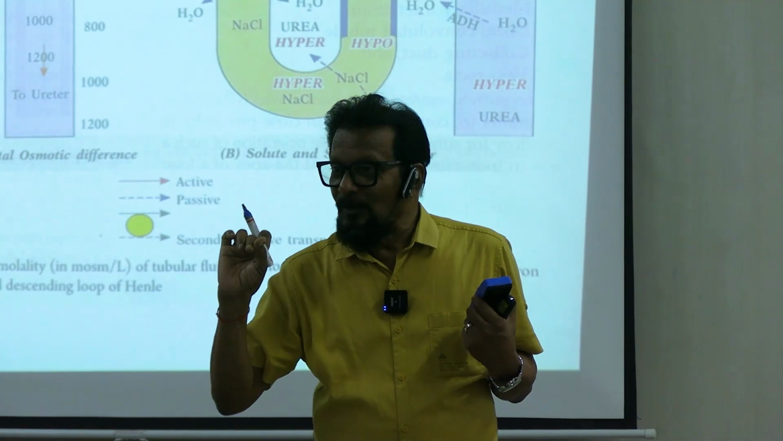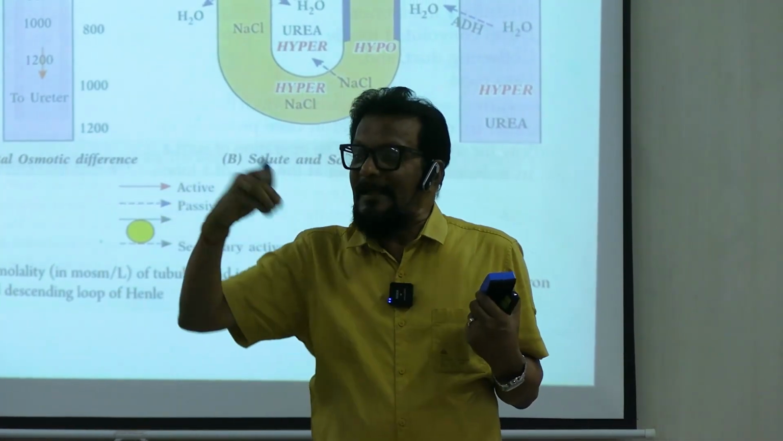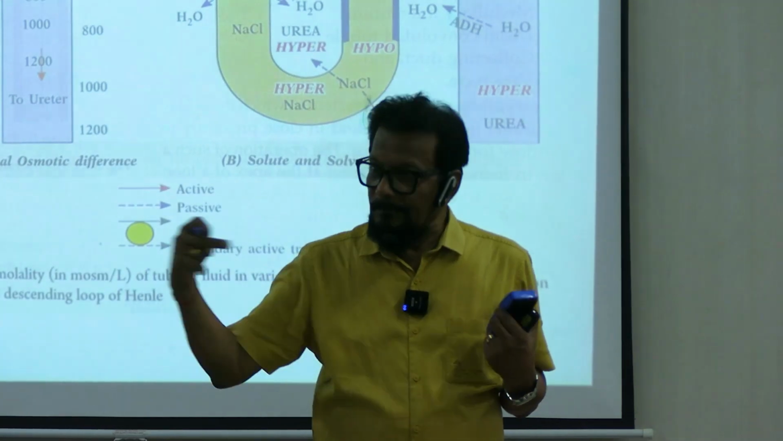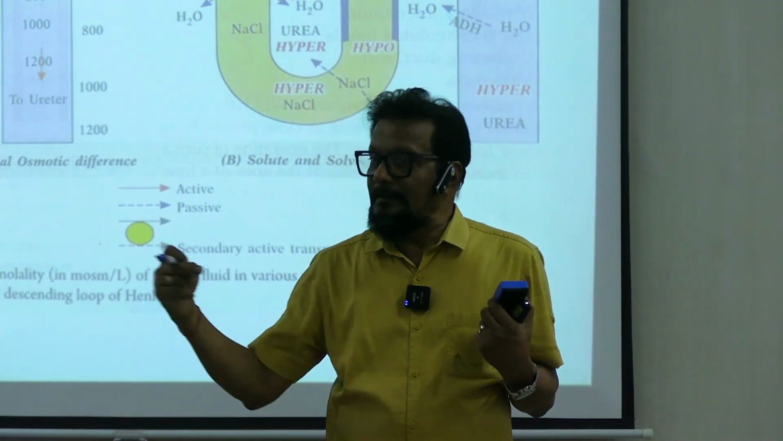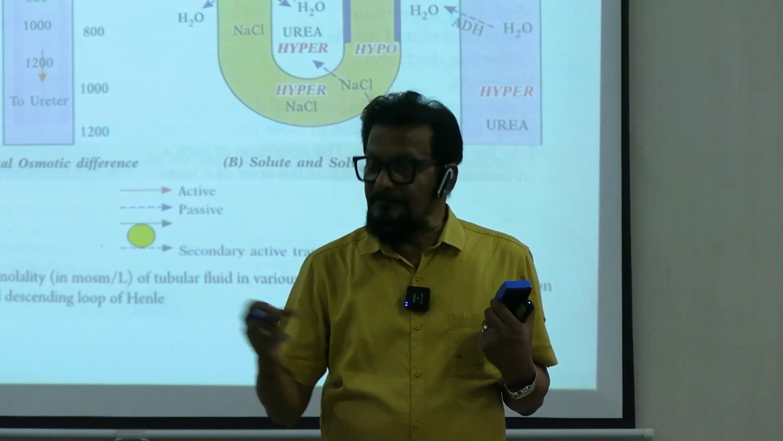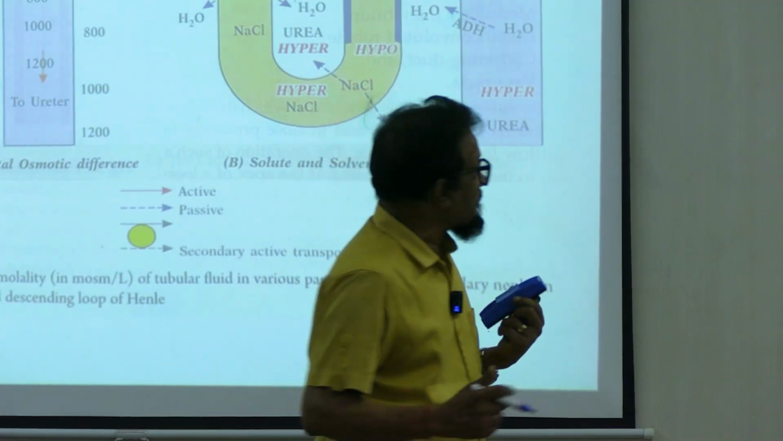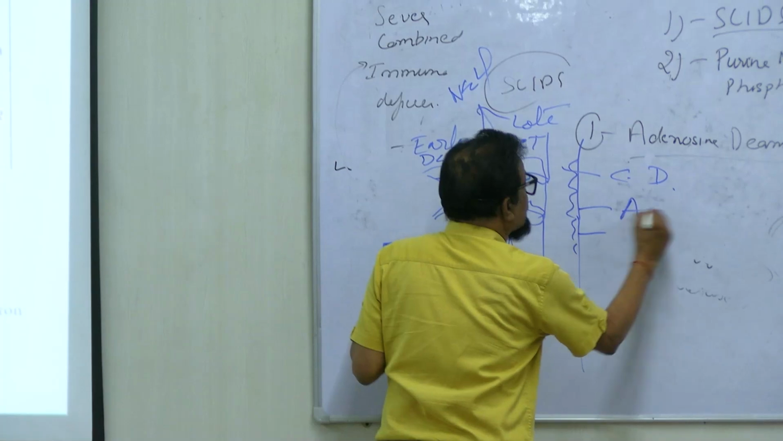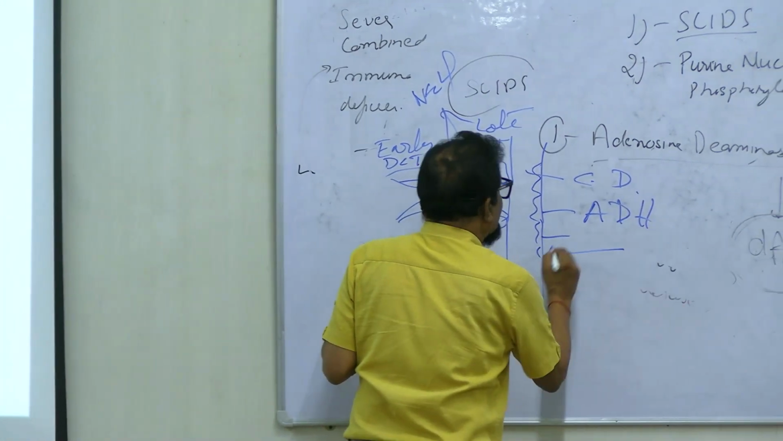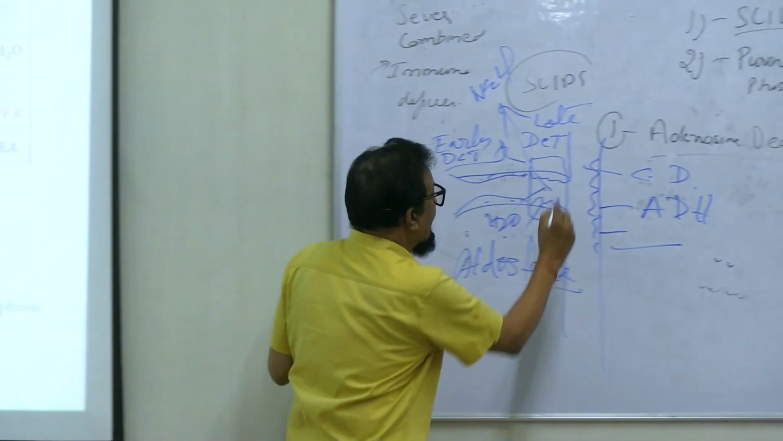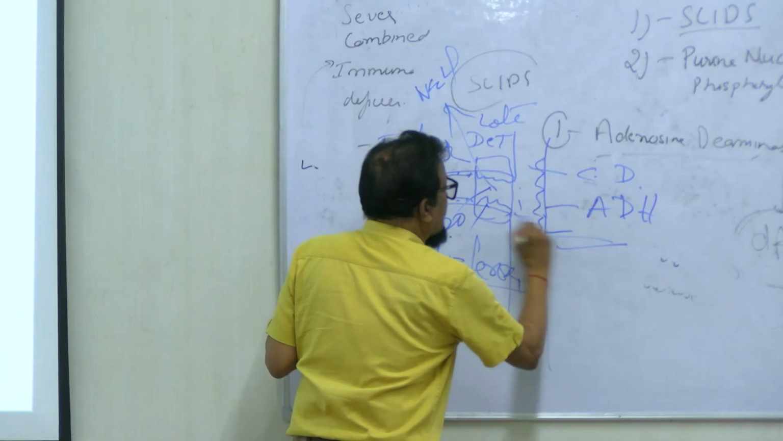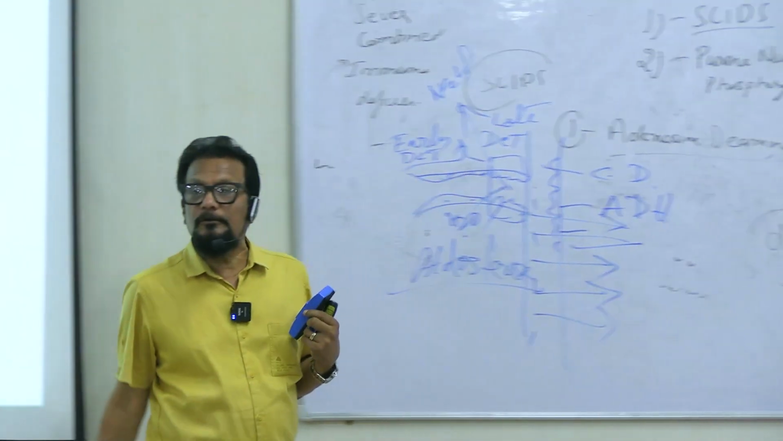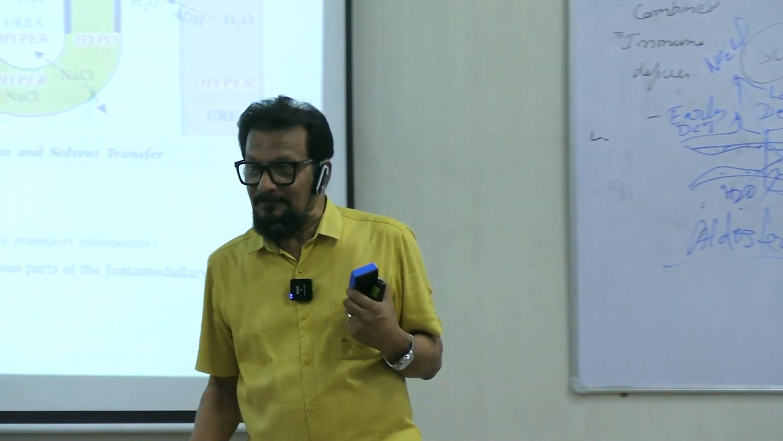Only ADH, by placing aquaporin, through which water comes out of the filtrate. So these cells are also under the influence of ADH. Whenever there is a lot of ADH, when any water passes through, it will be absorbed into the interstitium. All water will be absorbed into the interstitium.